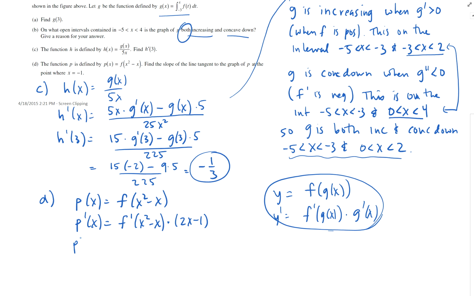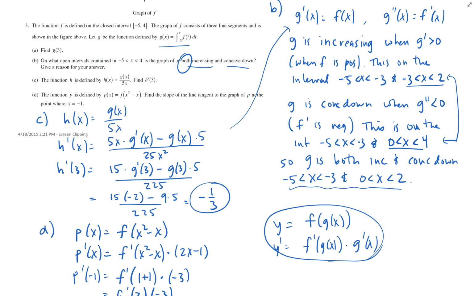Okay, so p prime, but we want the slope at negative 1, so that's f prime at, if I plug in negative 1, negative 1 squared is 1, minus a negative 1 is plus 1, times 2 times negative 1 is negative 2 minus 1 is negative 3. So I get f prime at 2 times negative 3. Well, what in the world is f prime? How do you find f prime at 2?